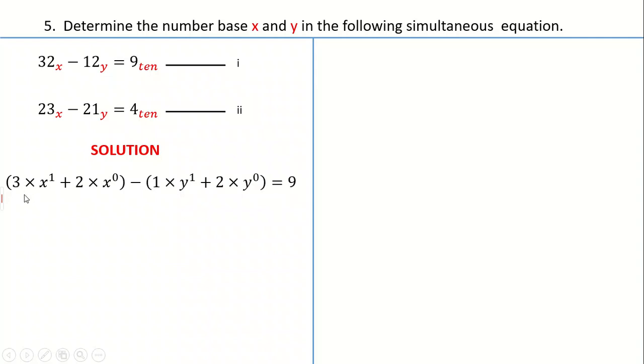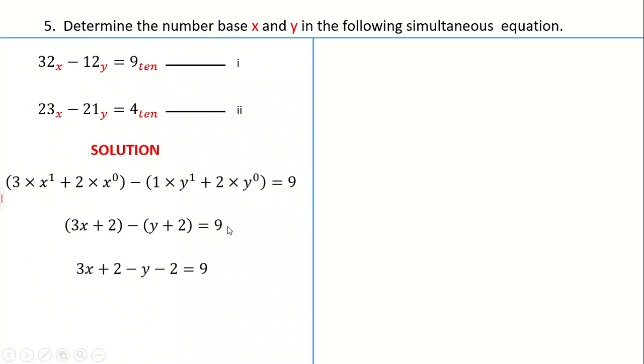Now for here, what do you have? You have 3 times x, that will give you 3x. Then 2 times 1 is going to be 2. So 1 times y is y. Then 2 times y raised to power 0, which is 1, so I'm just calling it 1. So 2 times this is going to give you 2. So that's equal to 9.